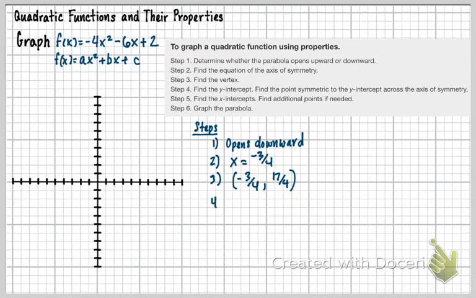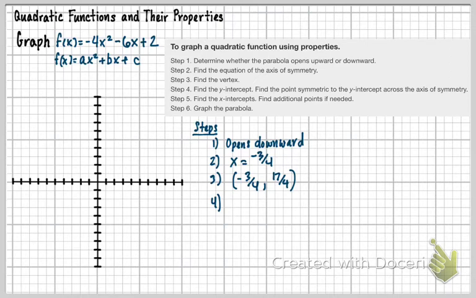Now for step 4, it says here, find the y-intercepts. Find the point symmetric to the y-intercept across the axis of symmetry. So we'll talk about this point when we graph it, because I think it'll be a better visual to talk about it then. So we're not going to worry about finding the point symmetric to the y-intercept across the axis of symmetry yet. When we graph it, it'll make a lot more sense if you do not understand what that's saying. So we're going to find the y-intercept only for that step 4.